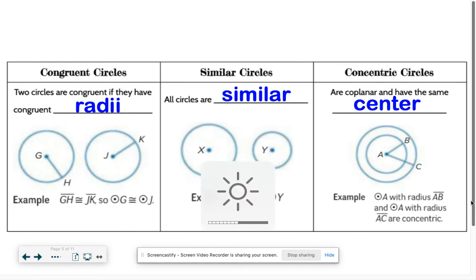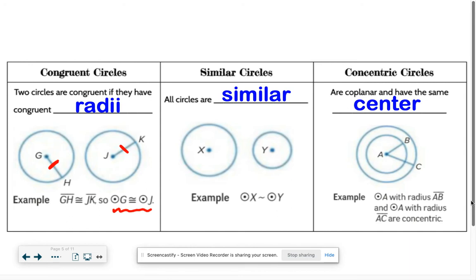Okay, just some things to note here. Congruent circles. Two circles are considered congruent if they have congruent radii. So in this example here, if we were told that GH is congruent to JK, then our two circles would be congruent. Kind of obvious, right? I think we know that.